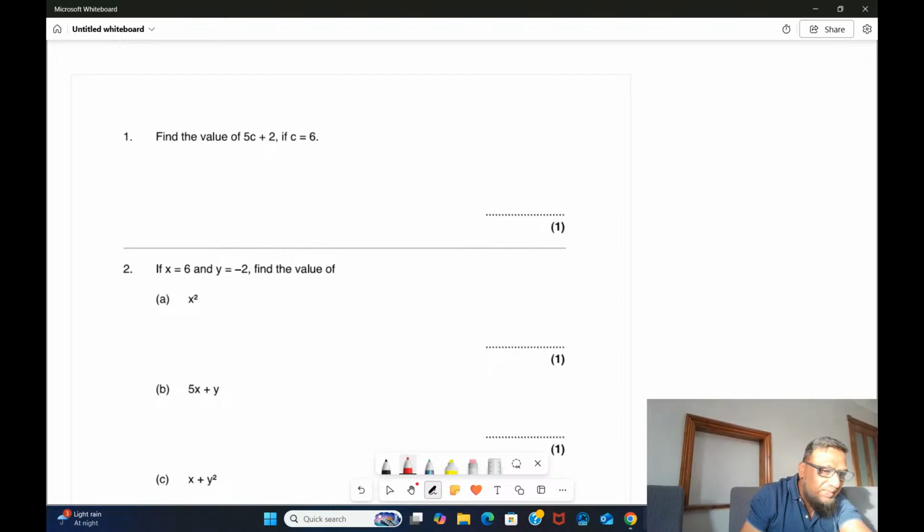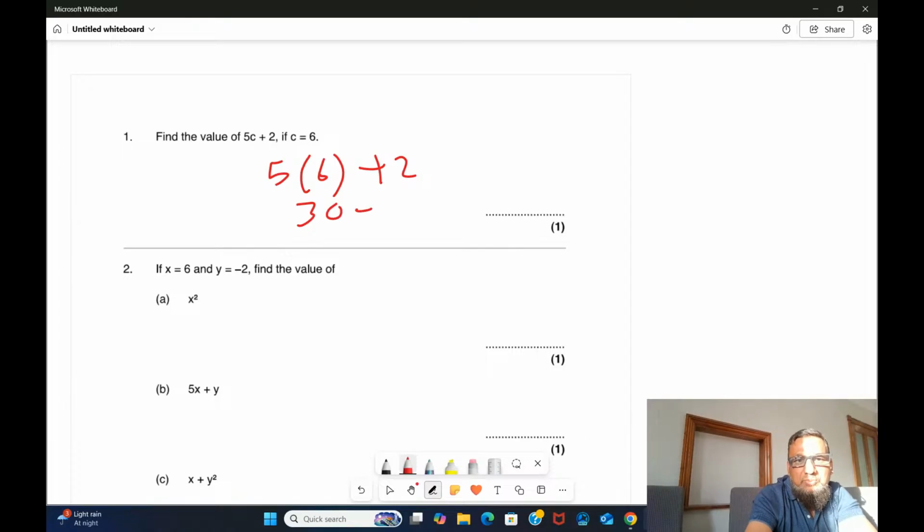Okay, the c value is 6 here. So how would you work out this one, 5c plus 2? We can substitute the value of c, which is 6. So the answer will be 5 times 6, which is 30, and 30 plus 2 is 32. So this is your answer. Very simple, very easy.